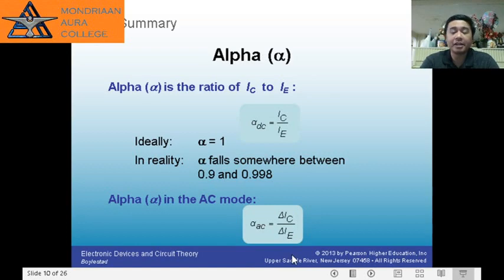When we compare using alpha, our numerator is delta I sub C, which is the change in I sub C. Our denominator is delta I sub E, or the change in I sub E. That is called alpha AC.